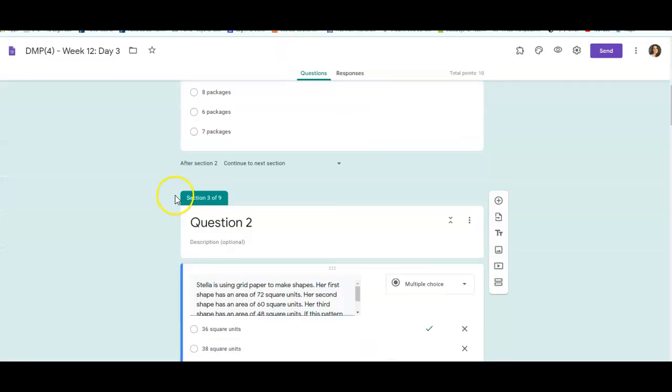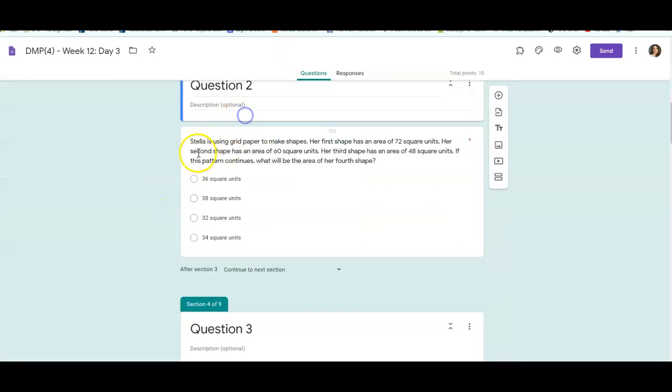Question number 2. Stella is using grid paper to make shapes. Her first shape has an area of 72 square units. Her second shape has an area of 60 square units. Her third shape has an area of 48 square units. If this pattern continues, what will be the area of her fourth shape?